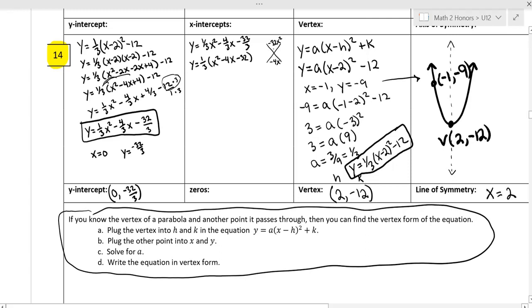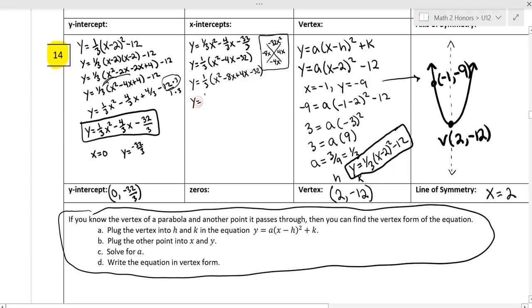32 is 8 times 4. So if I have a negative 8x and a positive 4x, if I multiply those together, I get negative 32x squared. If I add them together, I get negative 4x. So that is how we're going to solve that puzzle. We're going to rewrite the y equals 1/3, rewrite the x squared, change the negative 4x to a negative 8x plus 4x, and keep the negative 32.